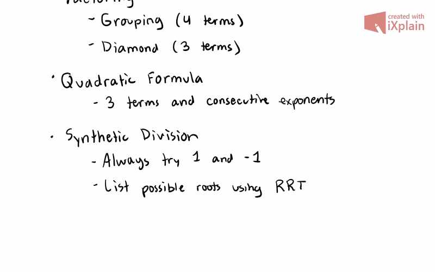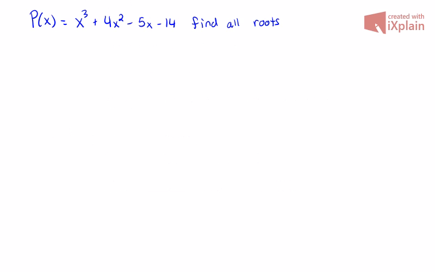So let's jump into some examples. So our first example, we have p of x equals x cubed plus 4x squared minus 5x minus 14. And I'm just going to run through my methods and see which ones I can use. So when I first look at this polynomial, it has 4 terms, so I might try factoring by grouping, and we'll give that a try real quick.